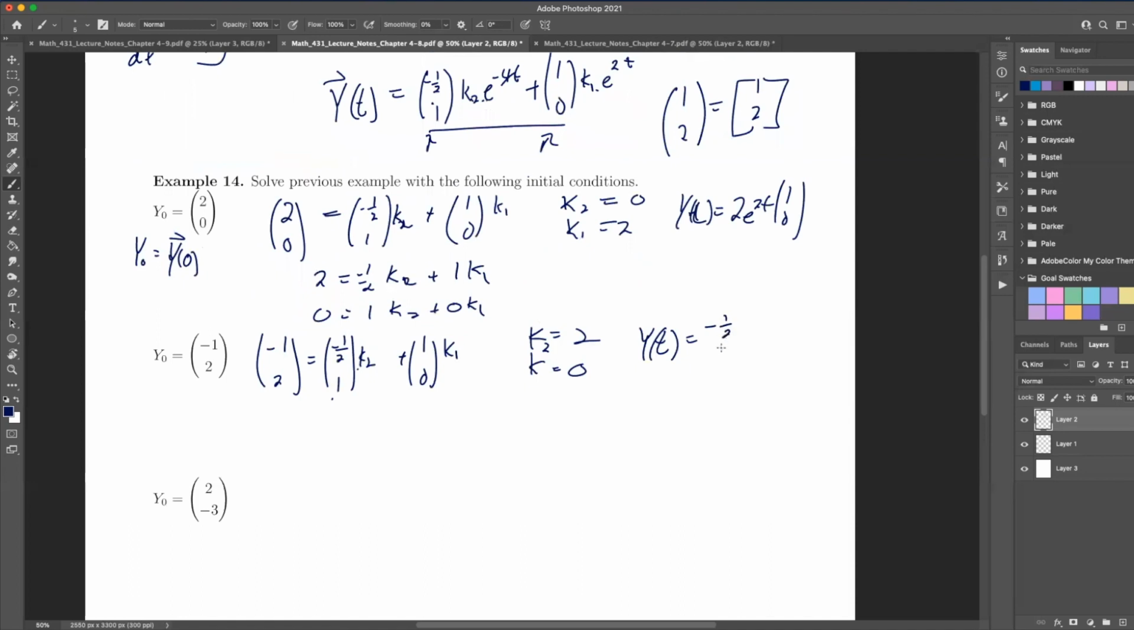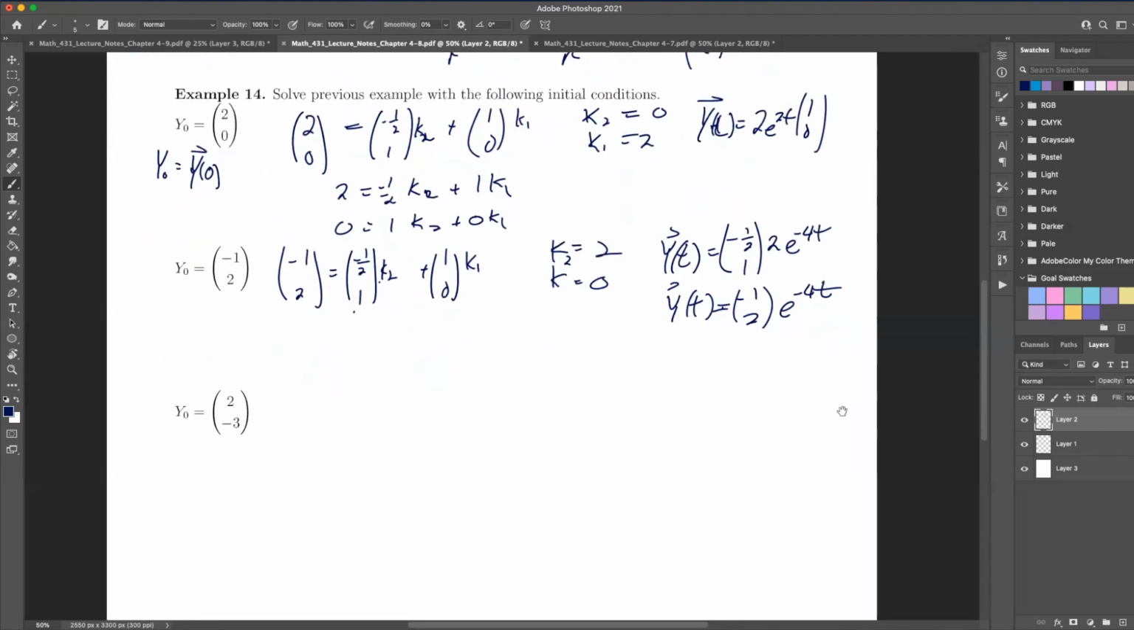Minus a half 1 times 2 e to the minus 4t. And if you want, you can stuff the 2 into here. That's perfectly fine as well. So another way of writing this would be y vector, I'll put my little vector hat on, of t is equal to minus 1, 2 e to the minus 4t. And this actually makes a little bit more sense to write it this way. Okay.